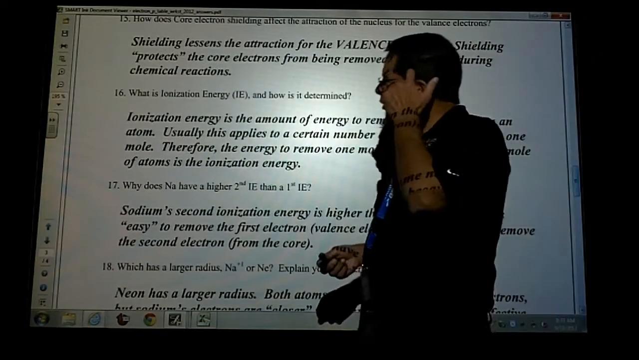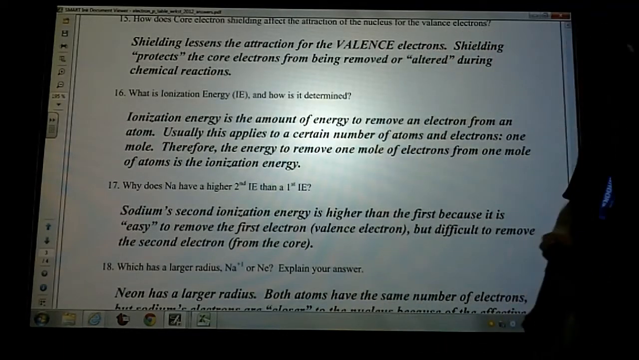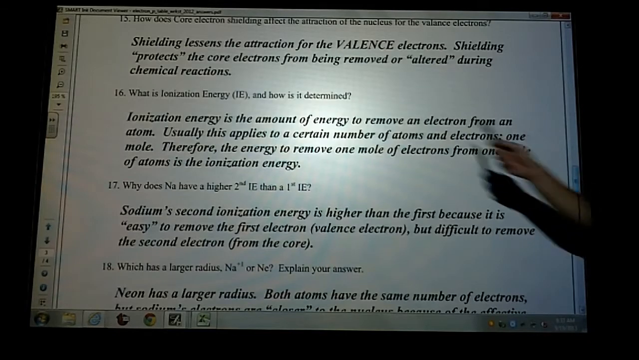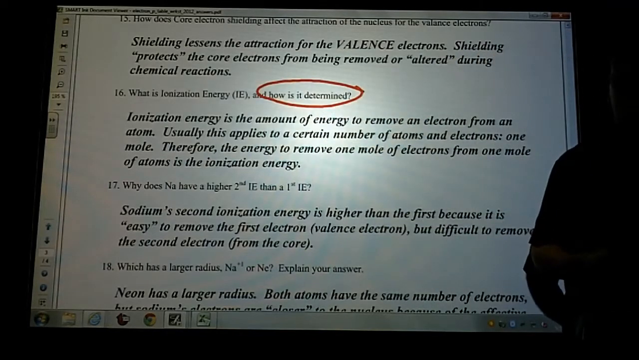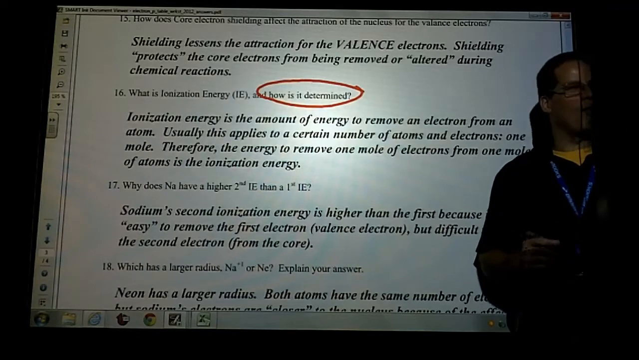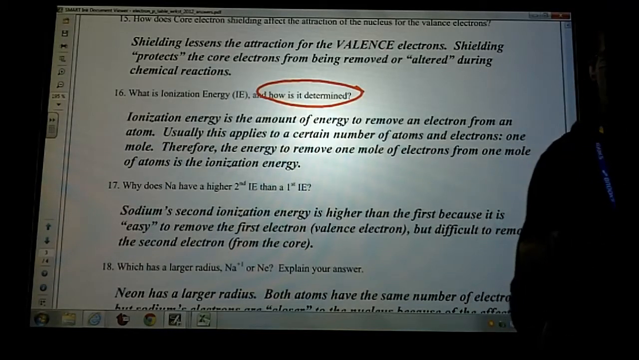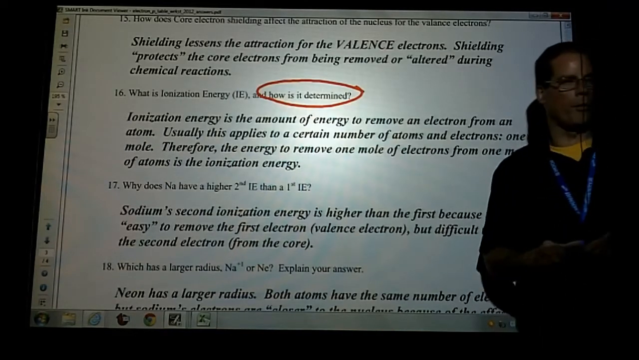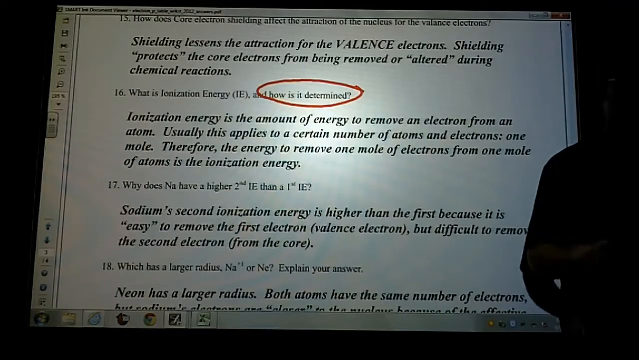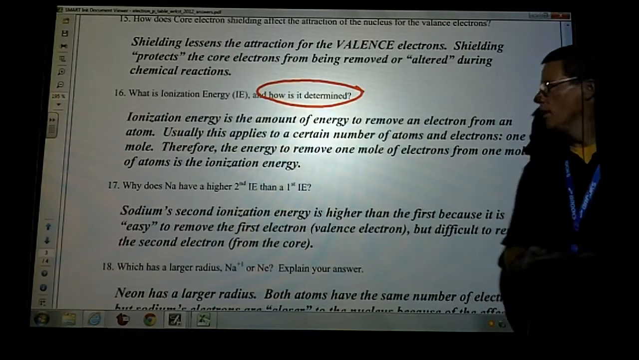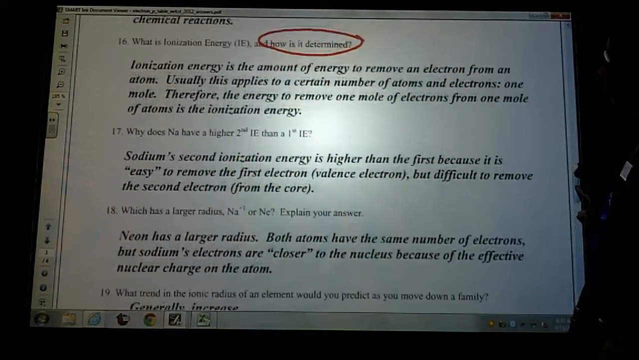All right, 16. What is the ionization energy and how is it determined? Now, this part was dirty, not going to lie. But what is ionization energy? Okay, good. It's the amount of energy needed to remove an electron. Don't worry about mole. I don't even know if I put the term mole in there. And how do you find it out? You go into the lab. You do experimentation. Wasn't that fun?